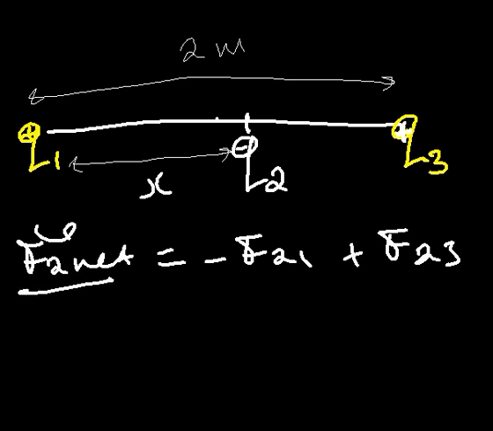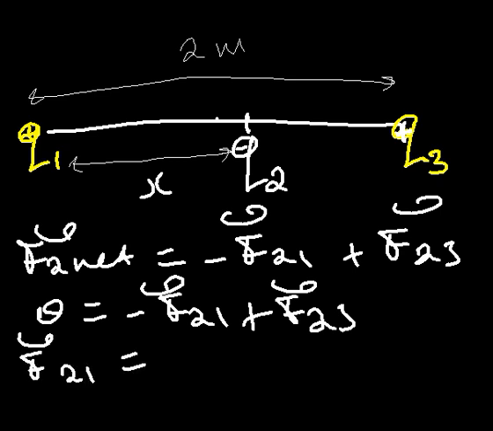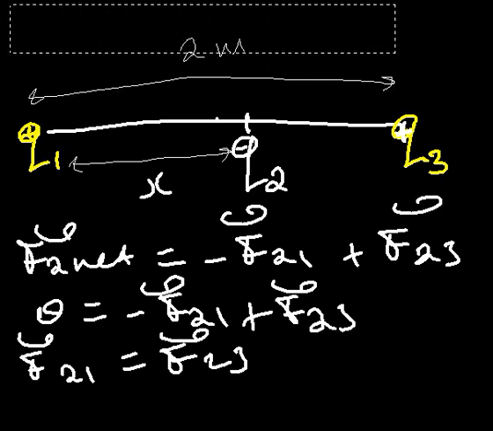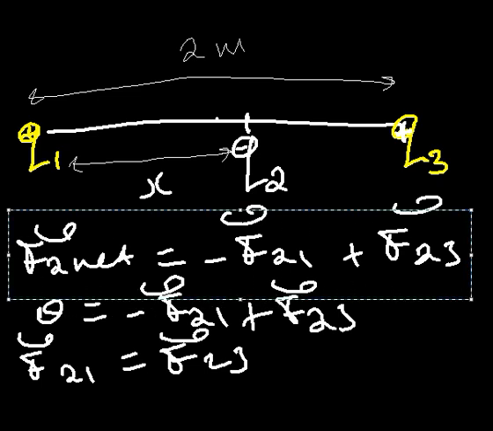Now since we are saying the net force on charge 2 is given as zero, we'll have 0 is equal to negative F21 plus F23. Of course, this is the same as F21 is equal to F23, as you can see. But now let's ignore the directions as the vector.